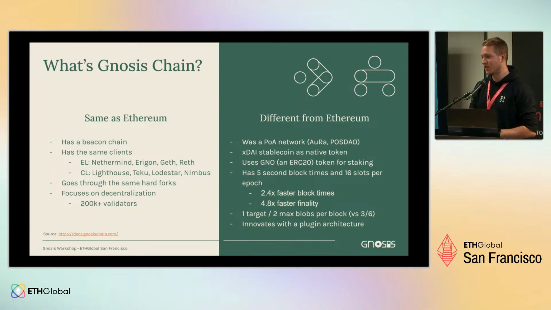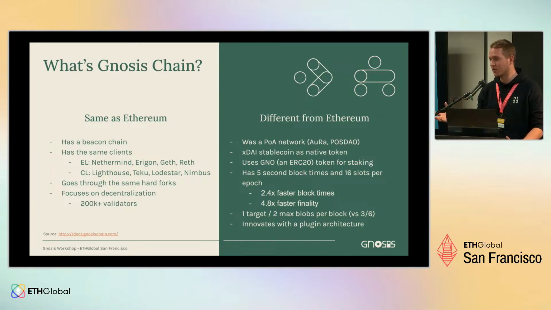Of course, there's also a few differences. So historically speaking, we were a proof of authority network based on Aura. So we never were a proof of work network. We use xDAI, which is basically DAI bridged to Gnosis chain, as the native token. So the gas price is not influenced by the price of the token as it's a stablecoin, which is quite interesting, I think. But we still use GNO, our ERC20 token, for staking. And we have 5-second block times, which is 2.4 times faster, and 16 slots per epoch, so 2 times less than Ethereum, which makes finality twice as fast.